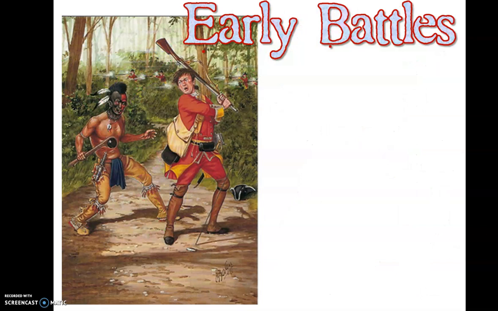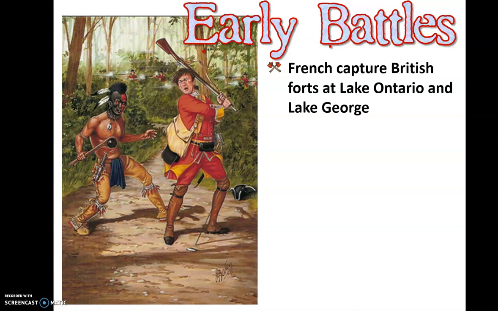Let's take it into the early battles. The French in the early years of the French and Indian War will see many major victories, and the French capture the British forts at Lake Ontario and Lake George, and I'll show you a map of where they're located today. They were able to capture those forts, which today are in upstate New York as well as on the Canadian border. That's where the French and Indians meet the British, and that's the territory they're largely going to fight over.